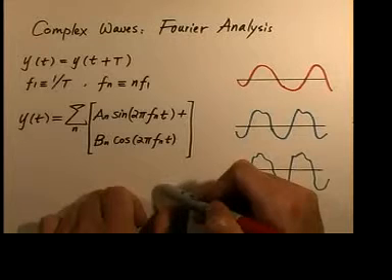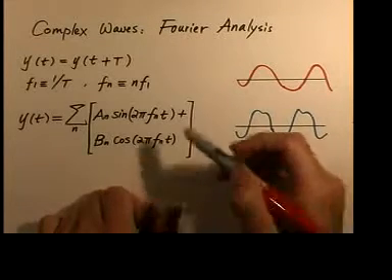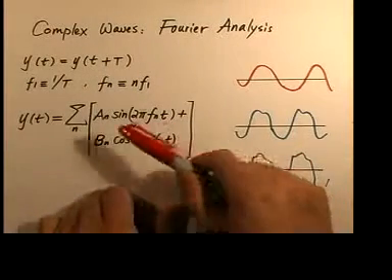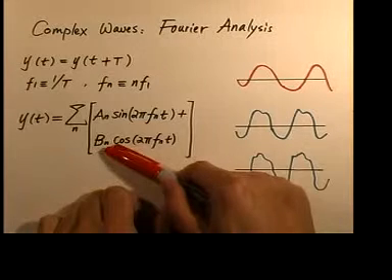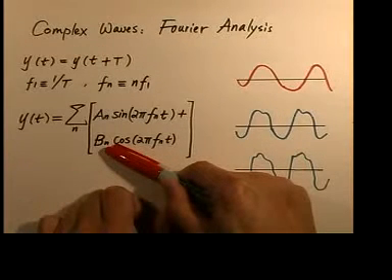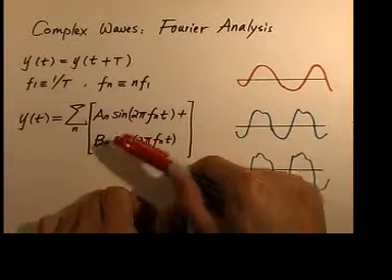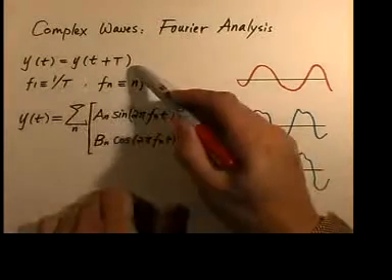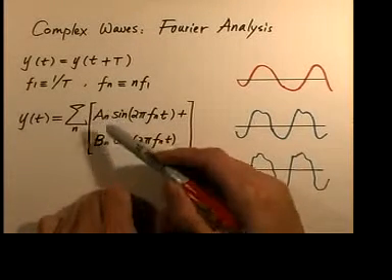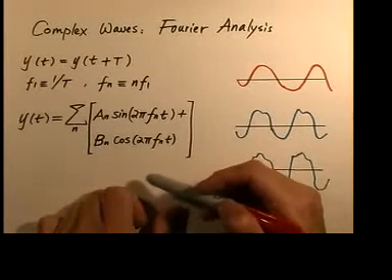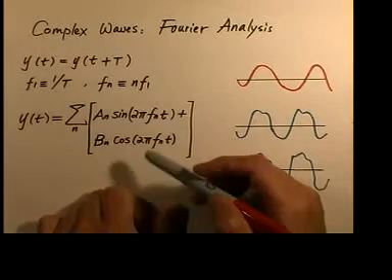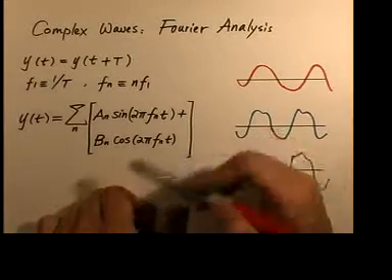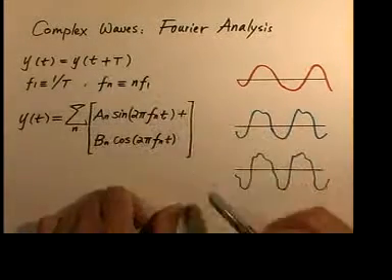Turns out that for any complicated periodic wave of this period T, if I choose a sub n and b sub n wisely, appropriately, I can always use these sine or cosine waves to represent any of these waves. In other words, if I choose A1, A2, A3, A4 correctly, I can use these sine cosine waves to exactly represent any non-harmonic but periodic wave.